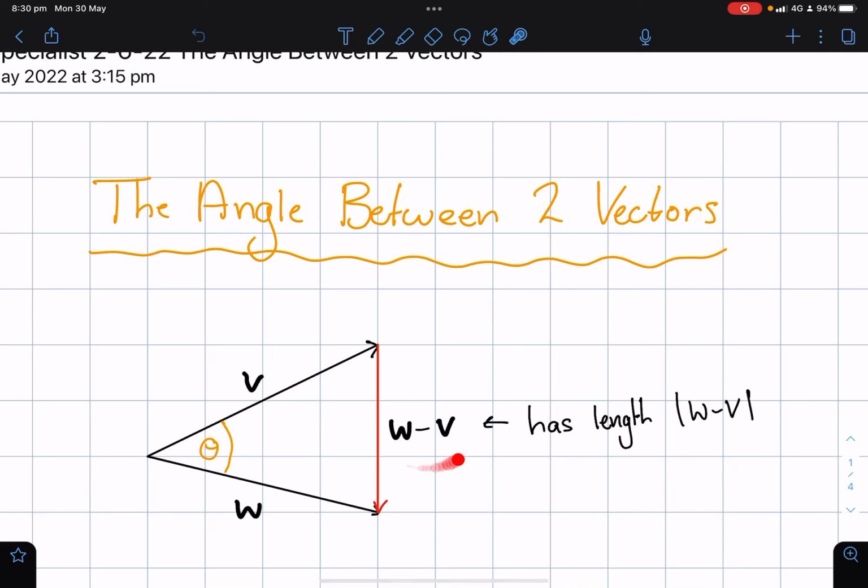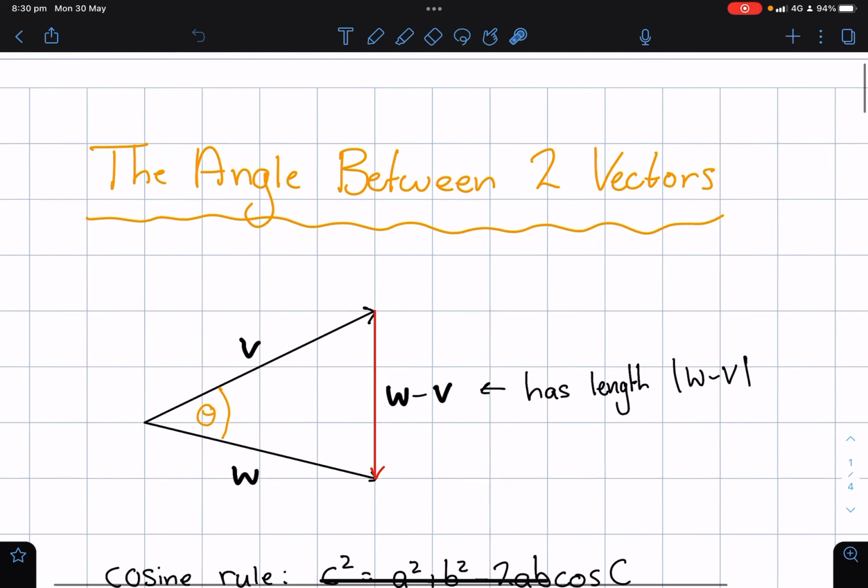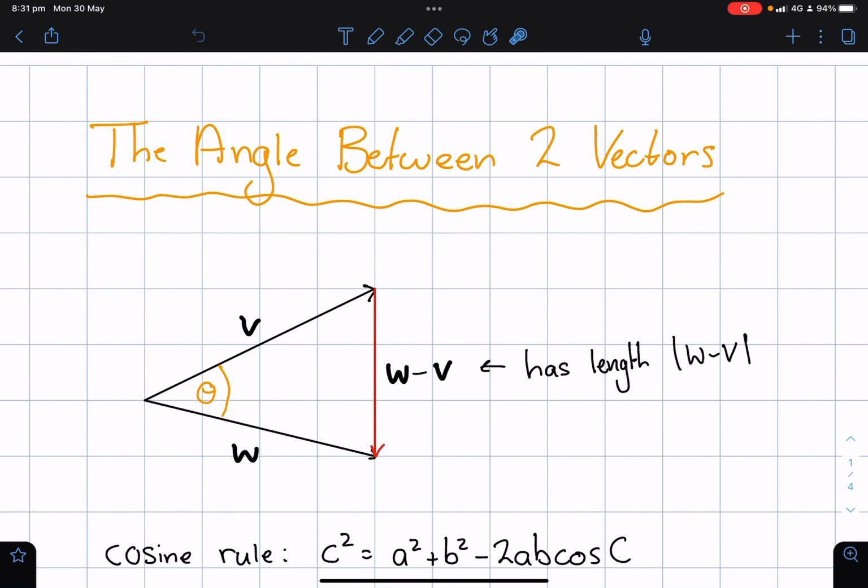Now remember, this vector w take vector v has the length, modulus, or magnitude of vector w take vector v. So we're going to actually utilize the cosine rule. Now we haven't deep dived into the cosine rule before, to do with vectors. Have a look at my trigonometry videos if you are a bit lost on the cosine rule. They should be uploaded any day now, just to go over that and make sure it's super clear.